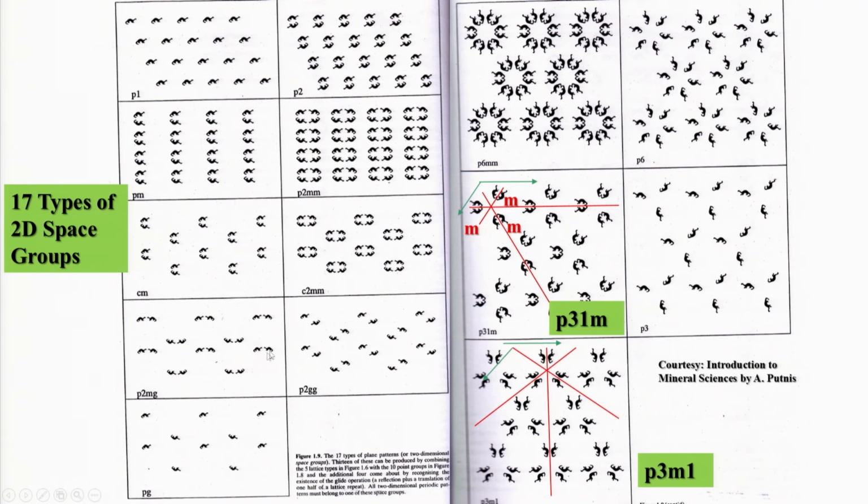Very simple. So, if this is the orientation of A, and this is the translational direction, and this is the glide plane here, this is just reflected along this and again translated, and it comes here.